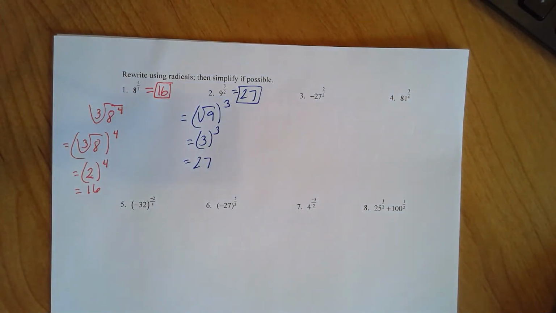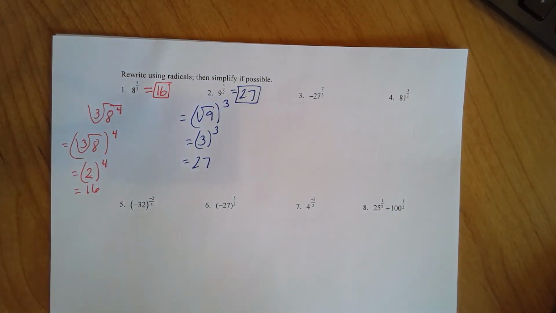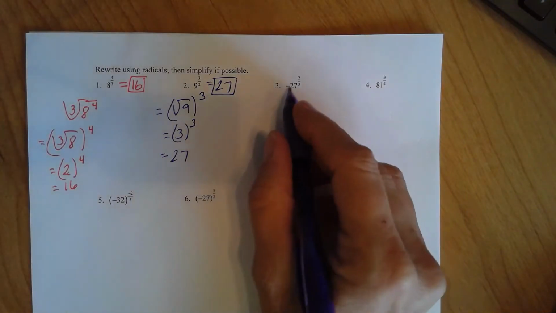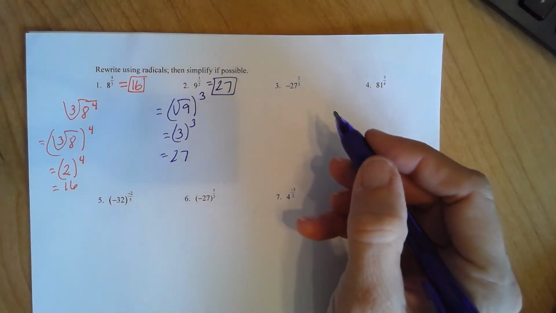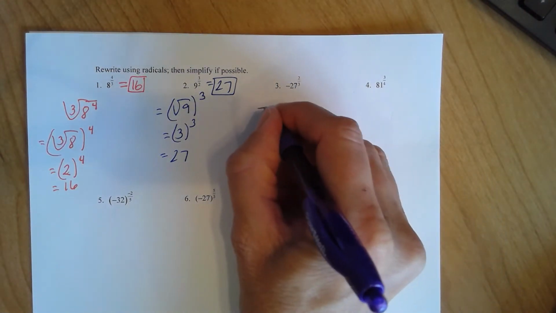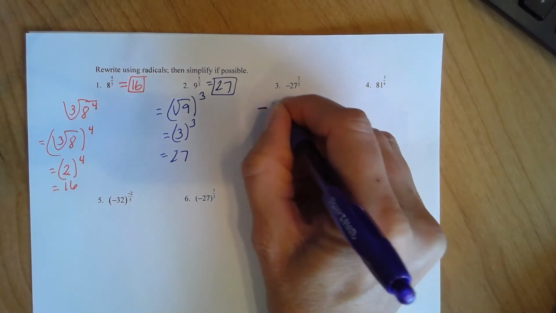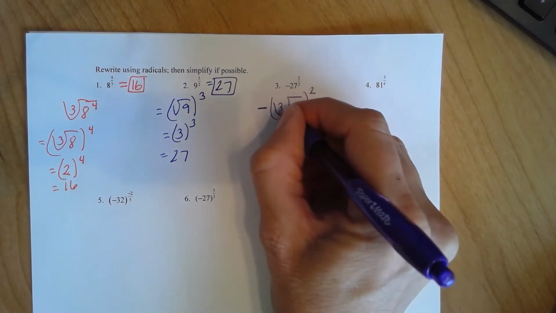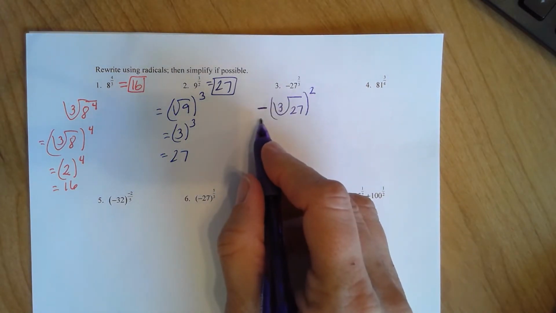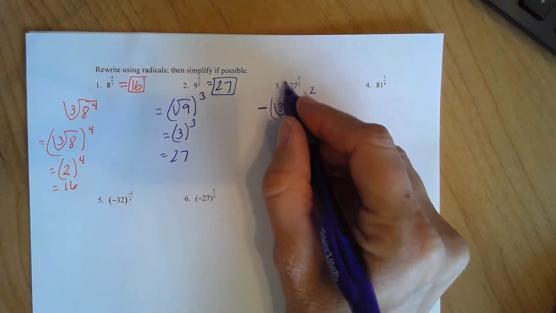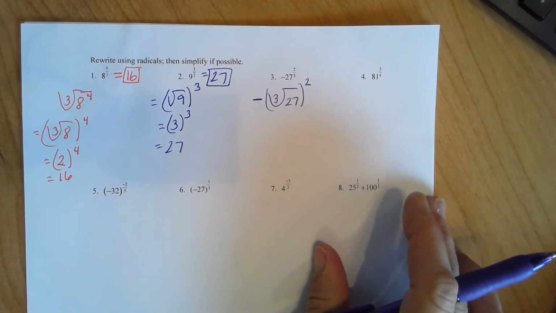We have negative 27 to the 2/3. Now here's where you really have to be careful. That negative is not in parentheses, so it's not being raised to that power. So the negative stays on the outside, and you have the cubed root of 27 all squared, but still with that negative not being squared. For that negative to be being raised to the power, you would need to have parentheses.